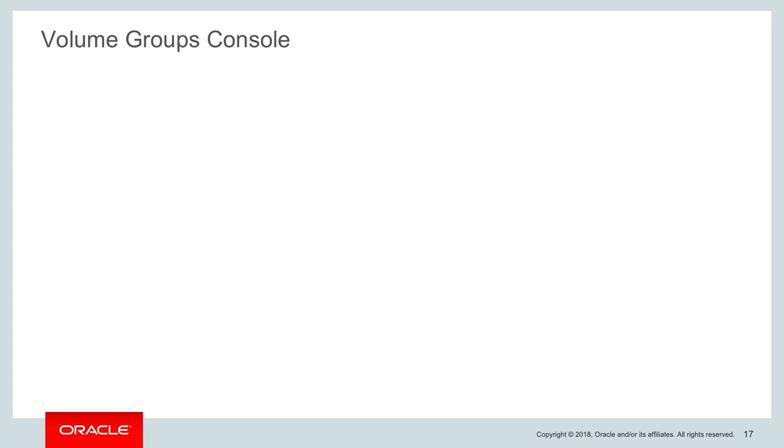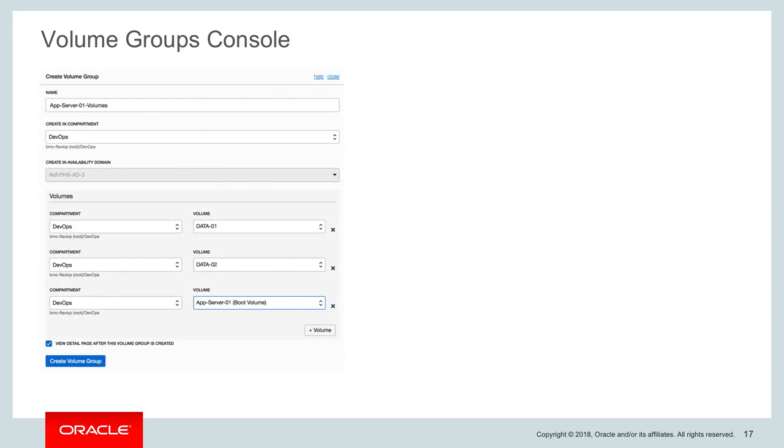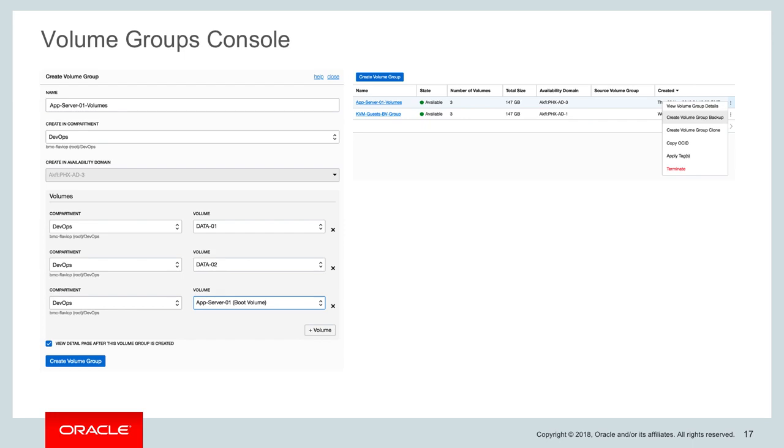So you can accomplish that through the console. You can actually create volume groups through the console. In the console, you can go and create a volume group, right? And select the compartment that you want, and then associate the volumes on that specific compartment, right? So you can just click on the plus button and add more volumes if you will. And then once you do that, you can see the name that you gave for your volume group.